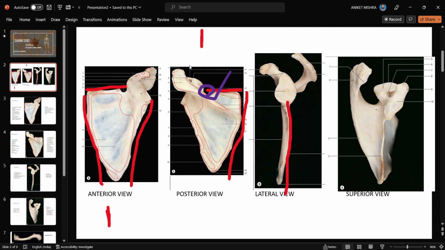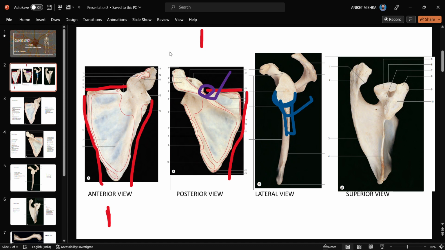Now the lateral border. When we look at the lateral border, we see that it is a little thick in this area, at the upper end of the lateral border. It has a landmark, the infraglenoid tubercle. At that place there is a tubercle present, the infraglenoid tubercle, at the lateral border.